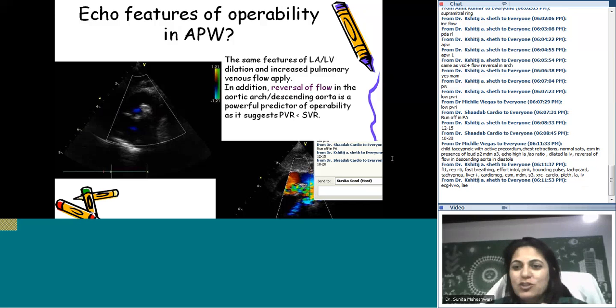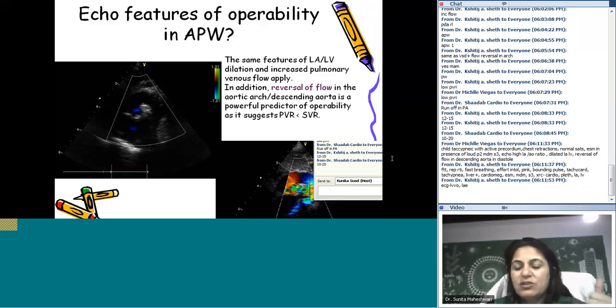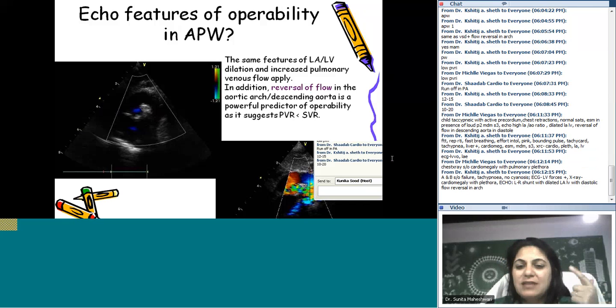So, the features of operability in an AP window are: the patient has failure to thrive, has signs of heart failure which includes active precordium, tachypnea, tachycardia, is pink, so has a saturation of more than 90, has bounding pulses. Okay, and this is the difference between an AP window and a PDA and a VSD.